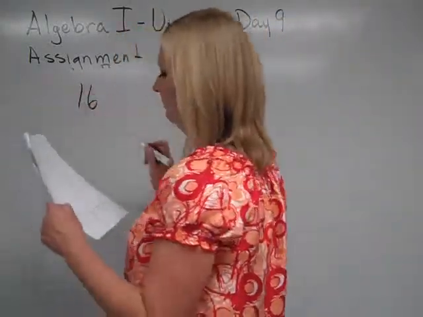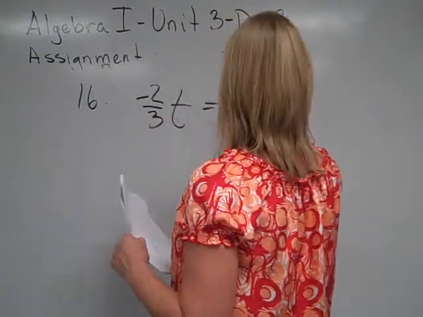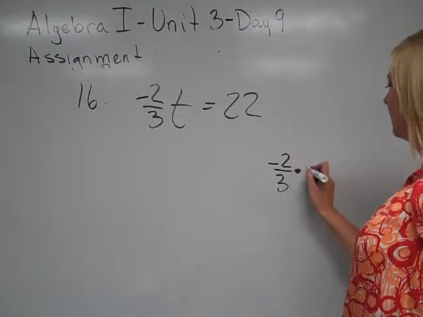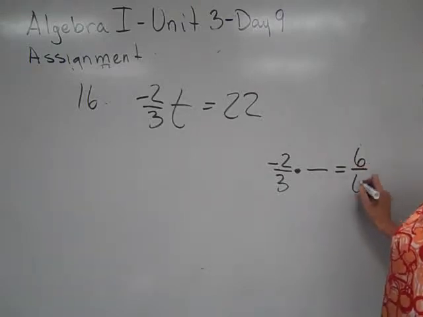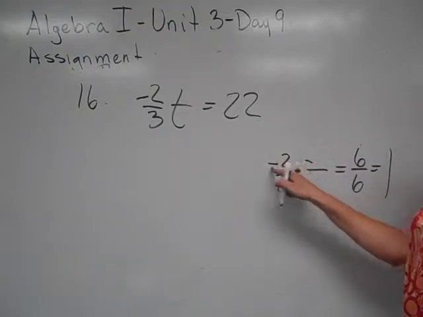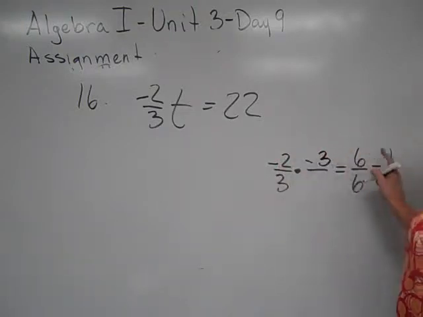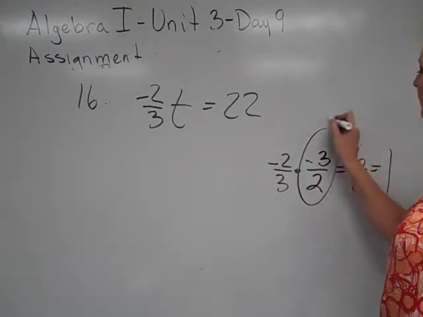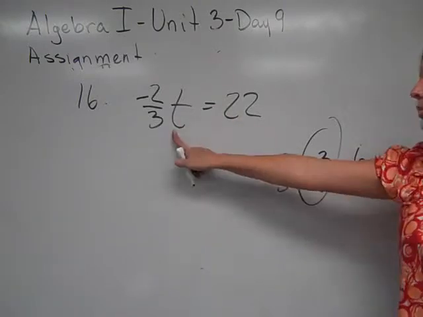Number 16. Negative 2/3 t equals 22. Negative 2/3 times what over what equals positive 6 over 6, which is the same as 1. Well, it has to be negative, because negative times a negative is a positive. 2 times 3 is 6, and 3 times 2 is 6. That means we're going to multiply both sides by the reciprocal so that I can get 1t.